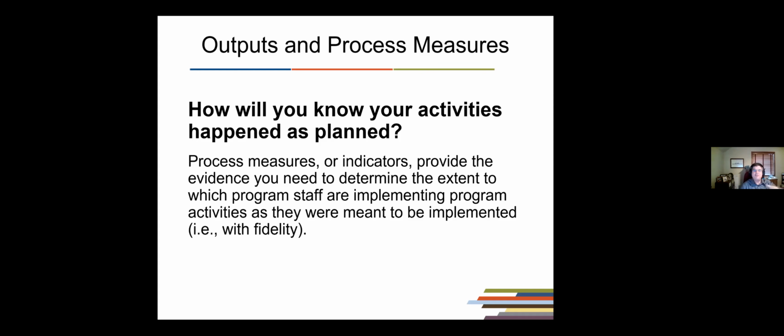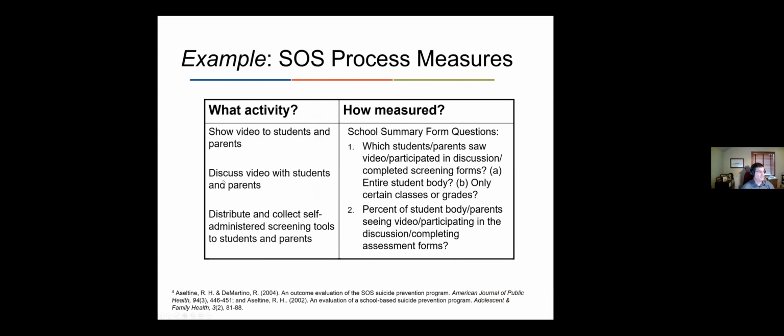So as we go through here, just make sure it's done with fidelity and that you have that intensity and duration mapped out. So let's take a look real quickly then at this SOS process measure. We show the video to students and parents, discuss the video with students and parents, and distribute and collect self-administered surveys. So one of the things that I would probably add to that was just make sure that it's the full length video, right? Not just a shortened version of it. And that the discussion was full and broad and not truncated, that you were going to lunch and so therefore you only gave 2 minutes, that kind of thing.